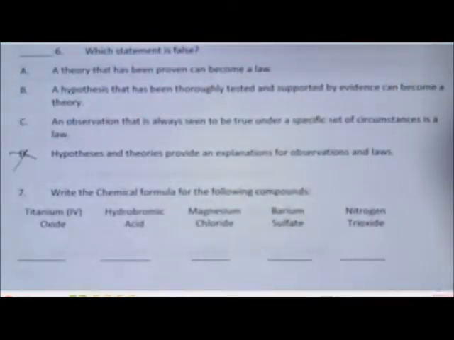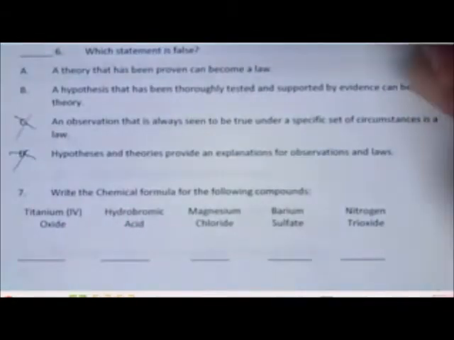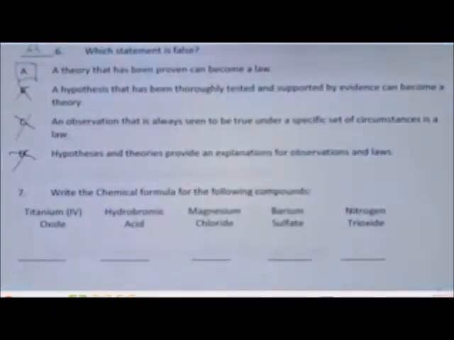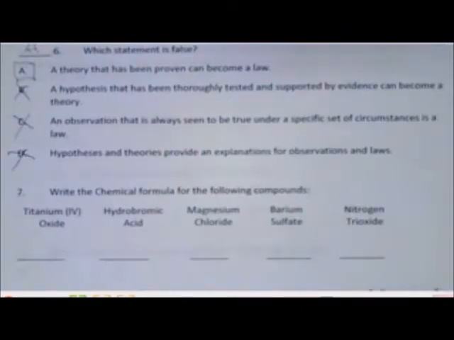So D, no. An observation that is always seen to be true, that's the basic definition for a law. A hypothesis that has been thoroughly tested and supported can eventually become a theory. Yes, hypothetically. That leaves us with A. A theory and a law are only tangentially related. A theory cannot be upgraded to a law. There are two approaches to the same thing. A theory explains a law, but a theory can never become a law. A theory explains the law that already existed.